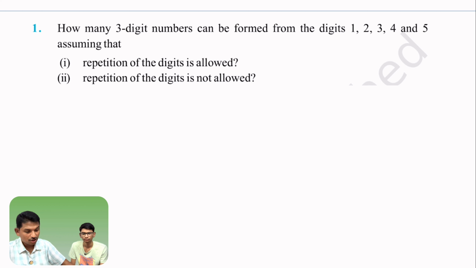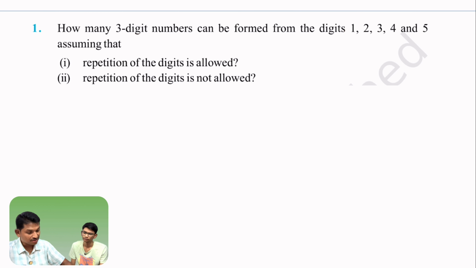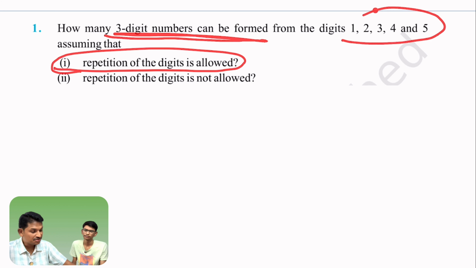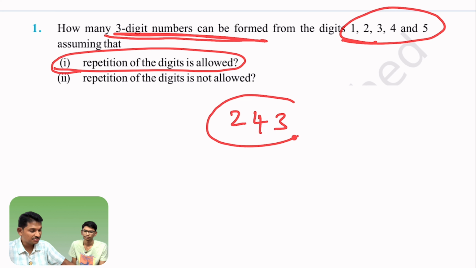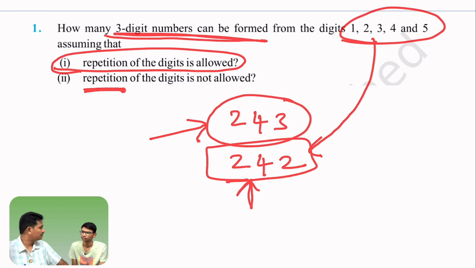How many 3-digit numbers can be formed using the digits 1, 2, 3, 4 and 5? In this, two parts are there: one is repetition of digits is allowed, another is repetition of digits is not allowed. Suppose I take 243. It is a 3-digit number. Is repetition allowed in this? No, no digit is repeated. If I write 242, this is a 3-digit number formed using these digits, but digits are repeated. It comes under the second type.